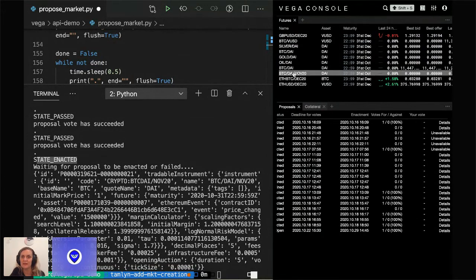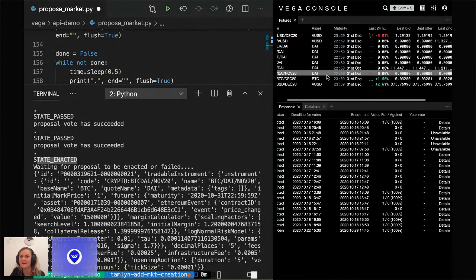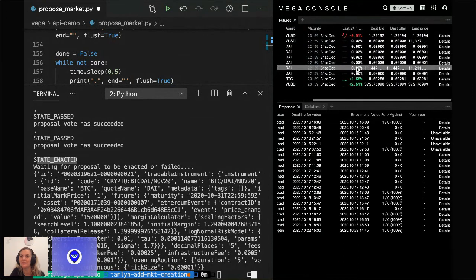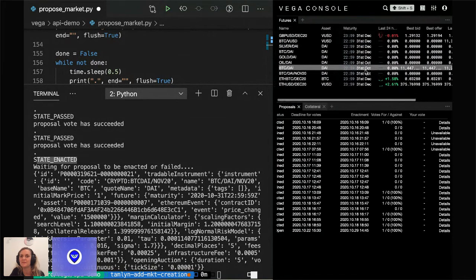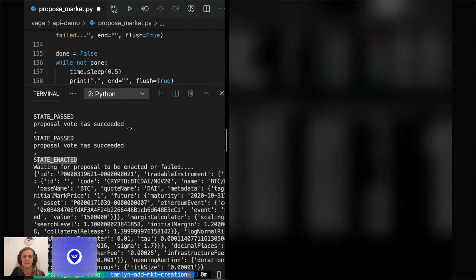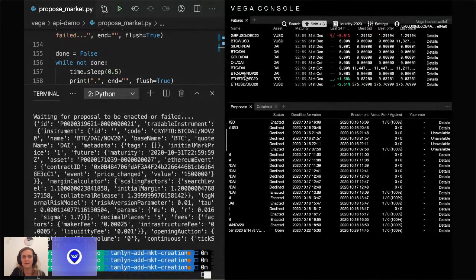And so then if we go up here, we should be able to see the market now created. So yep, we can see the Bitcoin DAI November 20 futures market. There's no trading at the moment on it. It's an empty order book. But I'm just going to move this over. Let's see if we can make this a little bit bigger.